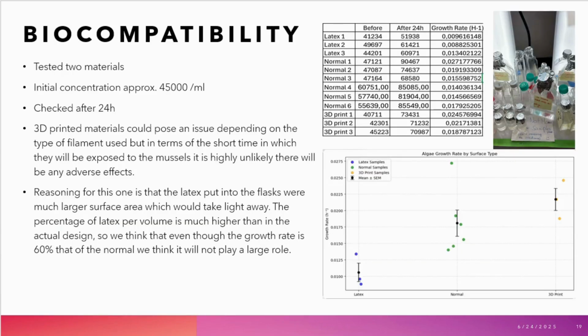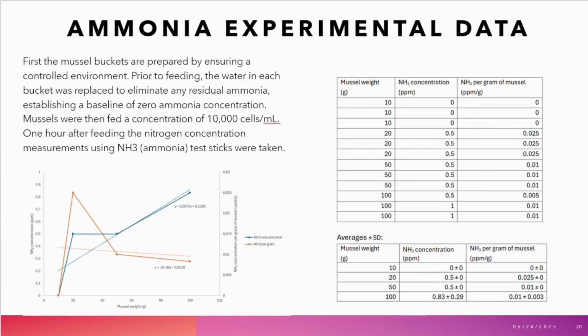And then we conducted biocompatibility on 2 different materials, and we found that both of them were okay to be used. However, the latex one is much lower than the initial and the plastic because the surface area is greater than what we actually have in our experimental setup. Furthermore, we also conducted experimental data on ammonia, which can be seen here.